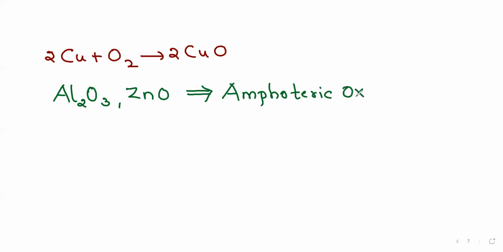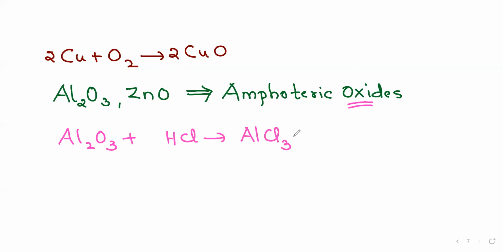Amphoteric oxides. The peculiarity of these oxides is, normally metal oxides are basic in nature, so they react with acids. But these oxides will react with both acid as well as base to give salt and water. So for example, Al2O3 reacts with HCl to give AlCl3 plus H2O. When we balance, we get Al2O3 plus 6HCl gives you 2AlCl3 plus 3H2O.